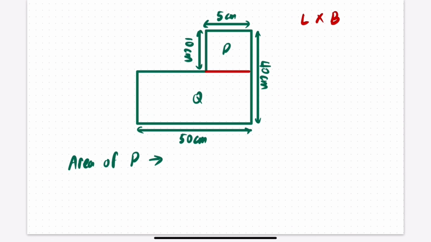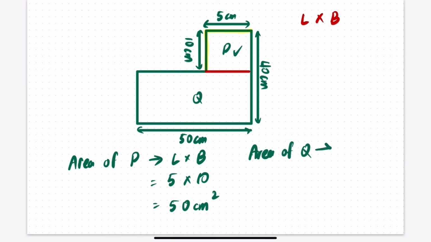Okay, now area of figure P is length times breadth. What is the length of P? It's 5 times 10. Alright, really straightforward. Okay, 5 times 10, and this gives you 50 square centimeters here. Alright, now P is done. Let's move on to Q.